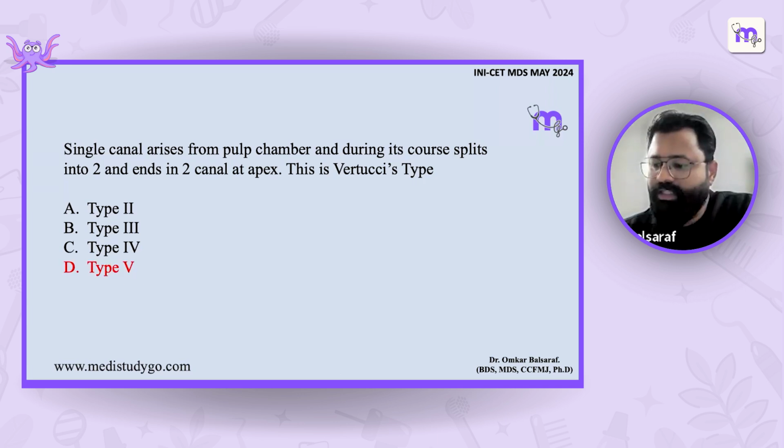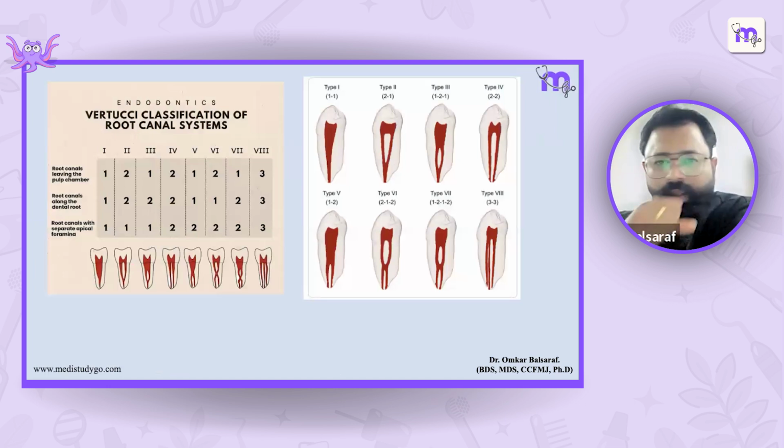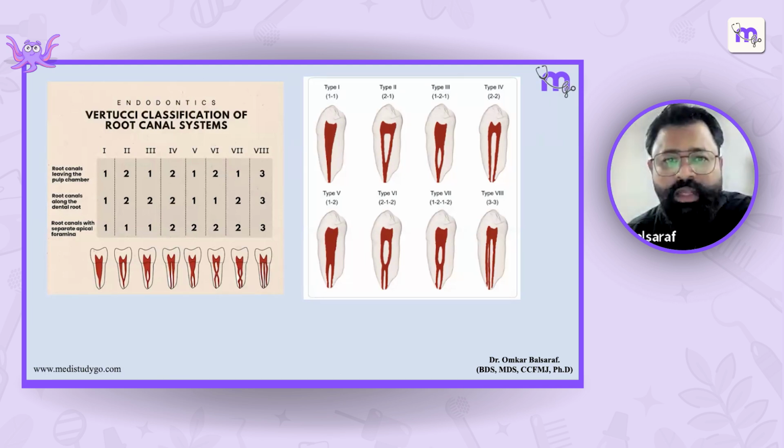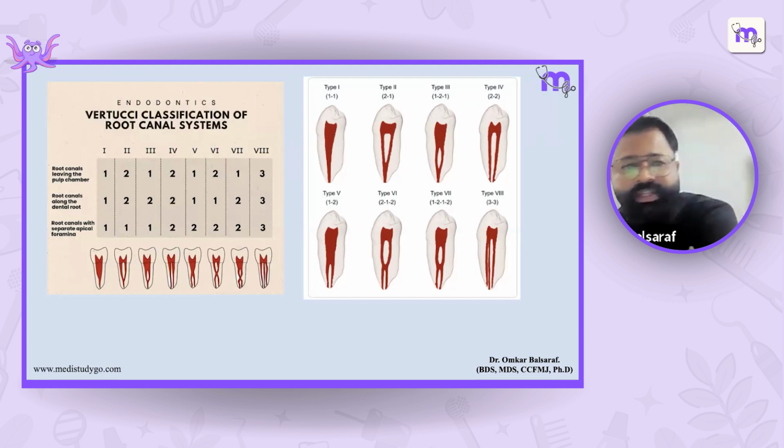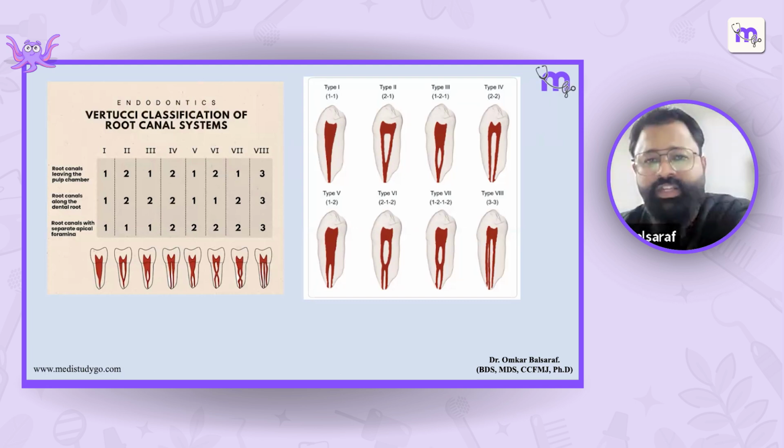Okay, so the answer is D. Quite many have answered D, and quite many have answered A. So let's see how easily you can remember this. There are various classifications given by various authors, out of which Vertucci is the one that is standardized and followed most of the time. Questions definitely arise on the Vertucci classification. They'll ask you any kind of classification. So I recommend you write type 1 as 1-1, type 2 as 2-1.